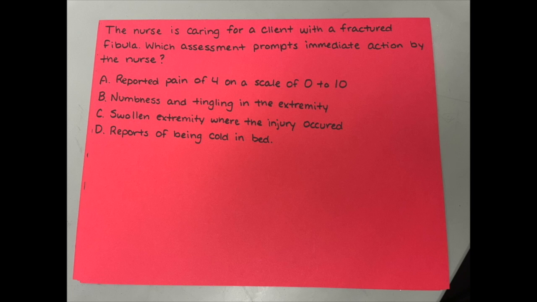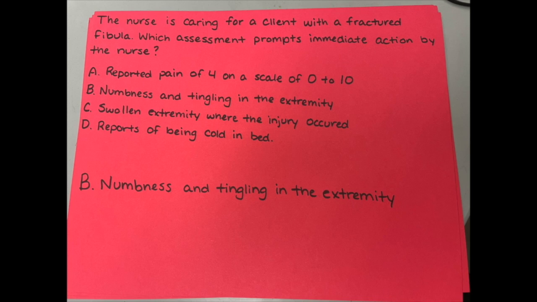All right, the correct answer is B. Numbness and tingling in the extremity. The client with numbness and tingling of the extremity may be displaying the first signs of acute compartment syndrome. This is an acute problem that requires immediate intervention because of possible decreased circulation. Moderate pain and swelling is an expected assessment after a fracture. These findings can be treated with comfort measures. Being cold can be treated with additional blankets or by increasing the temperature of the room.